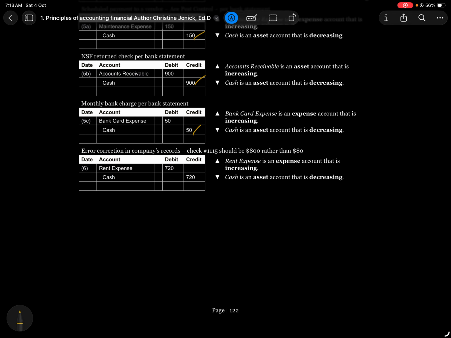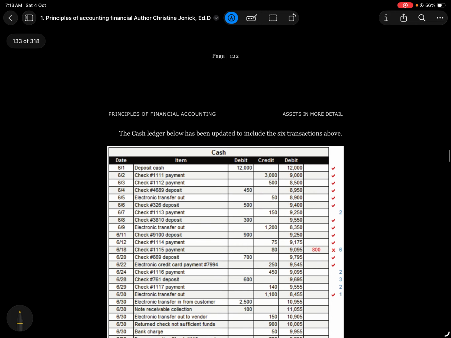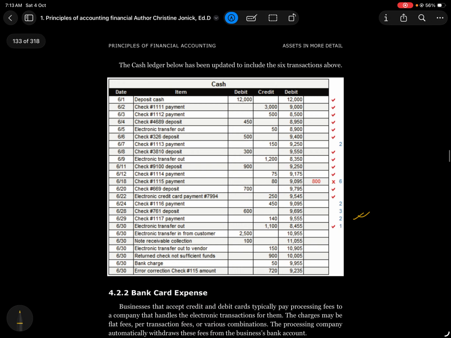Whatever we have identified, we basically record it, so that we are recording every transaction. After all these things are done, the ledger would have the impact of it.